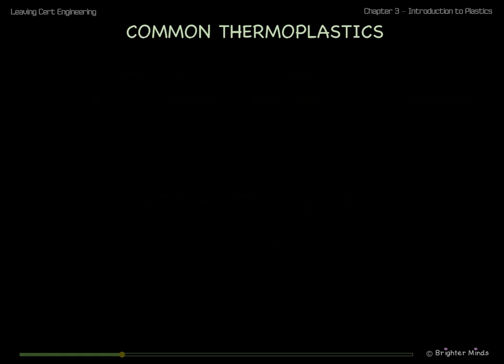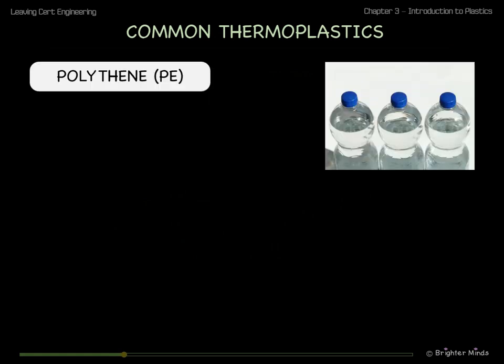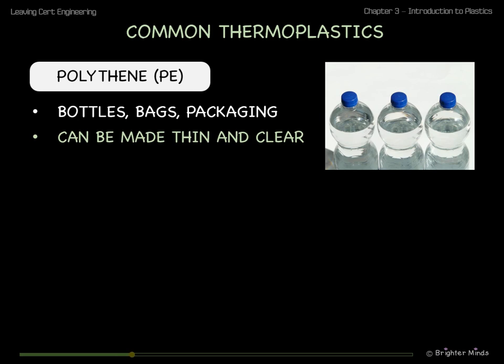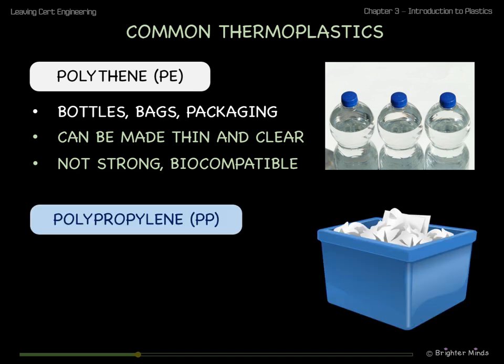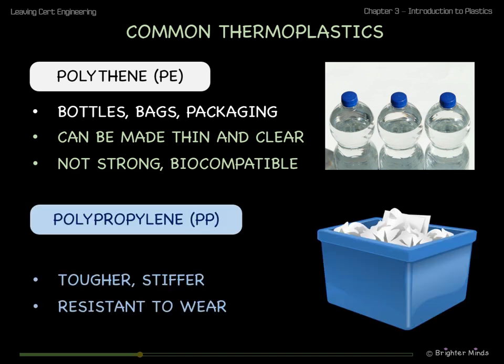The following are common thermoplastics. Polythene is commonly used to make plastic bags, packaging, bottles, and cling film. It can easily be made into thin, clear sheets. It has low tensile strength and is also biocompatible for use in the body. Polypropylene is tougher and stiffer than polythene, resistant to wear and cheap. It is widely used to make products like chairs and containers.